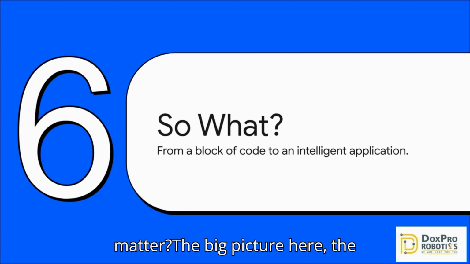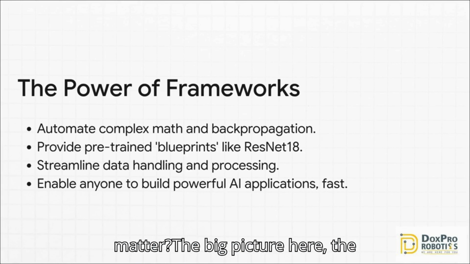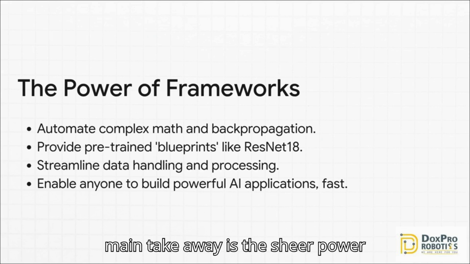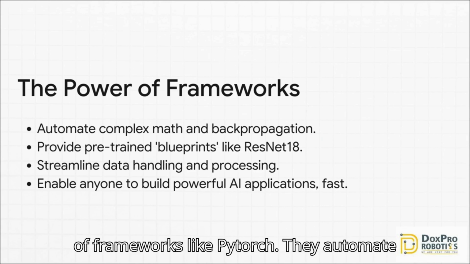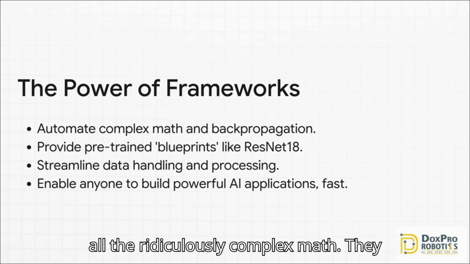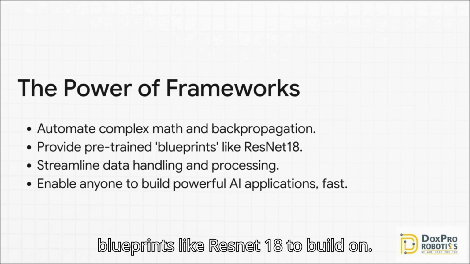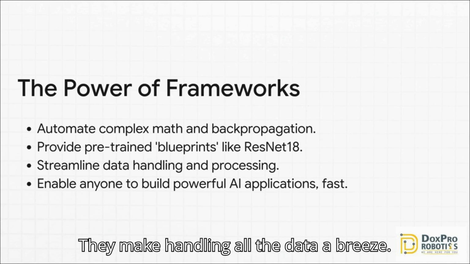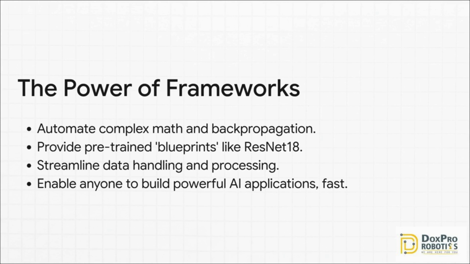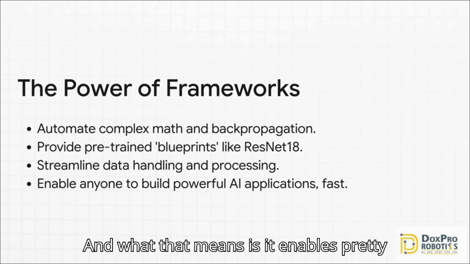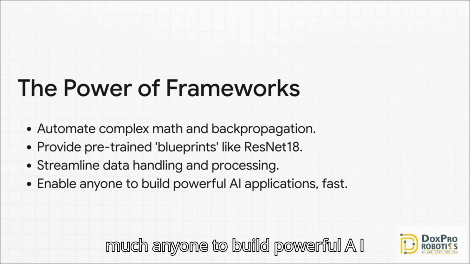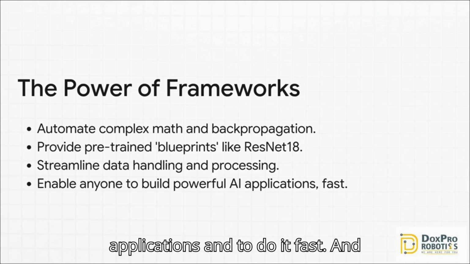Why does this matter? The big picture here, the main takeaway, is the sheer power of frameworks like PyTorch. They automate all the ridiculously complex math. They give us these incredible pre-trained blueprints like ResNet 18 to build on. They make handling all the data a breeze. And what that means is it enables pretty much anyone to build powerful AI applications and to do it fast.